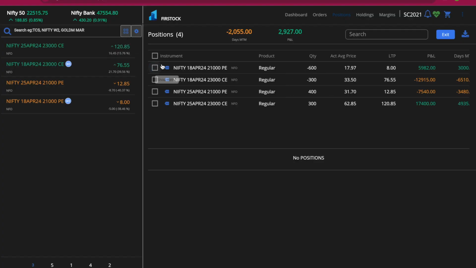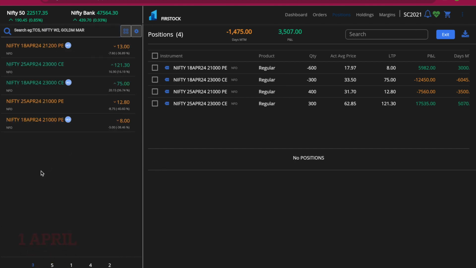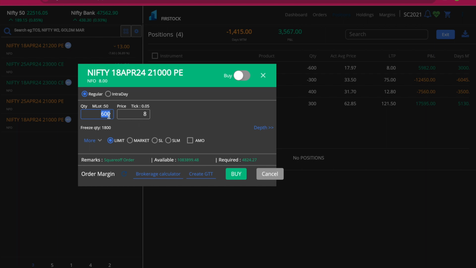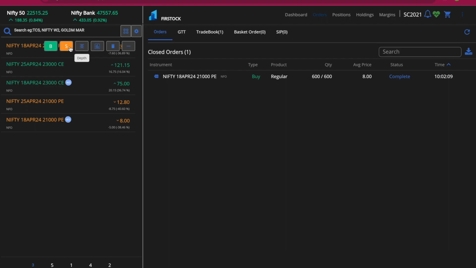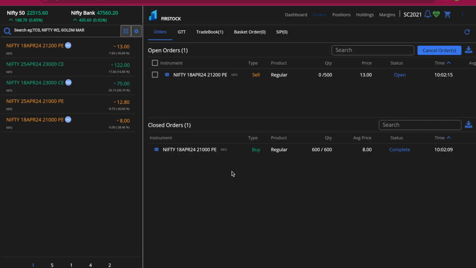So this is the 600 PE. What is the value of the 21,200 PE Nifty 18th April? We are selling the 18th April. It is 13 rupees. What we can do is exit here. Exit, buy this, and we can sell this 500 lots, 500 quantity only.